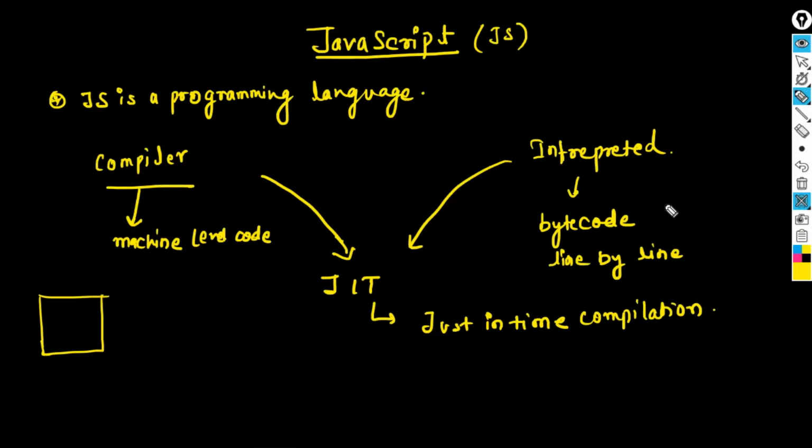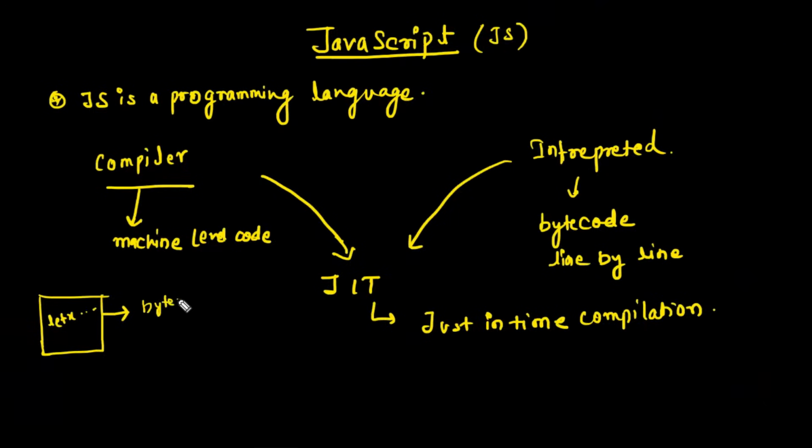Interpretation becomes fast. So what happens first, when you have written code, like suppose let X is equal to something, code you have written? Now it has been converted into byte code, or rather, into machine level code, through the interpreter and compiler.